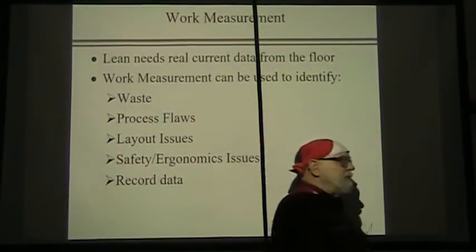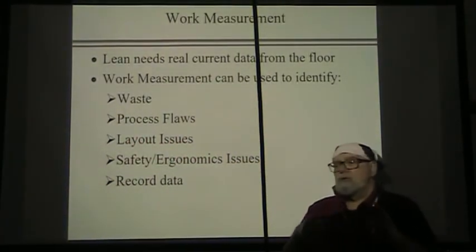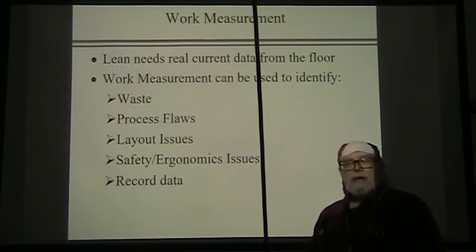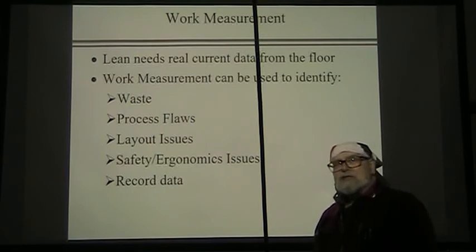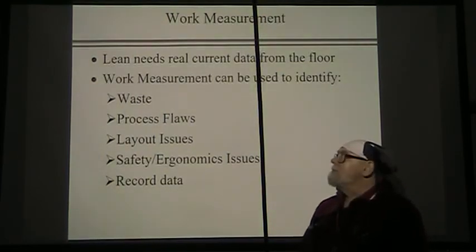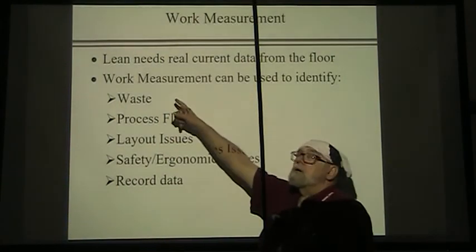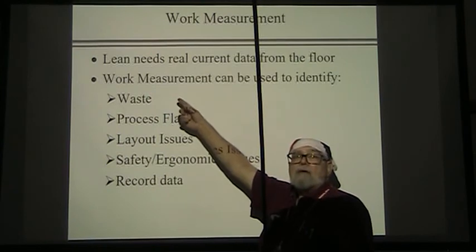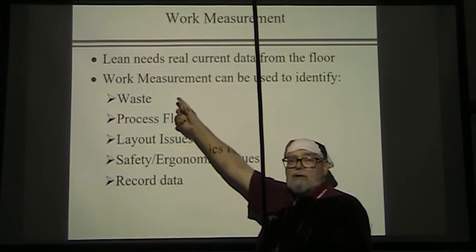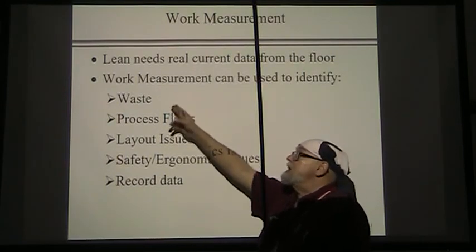Okay, I said before, when we do Lean, we need real information and we need fresh information, right? If they just put a bunch of old dusty historic records on your desk and say, there you go, that's information you can get your teeth into. No. We need the current data. So, we need to do the kind of old-fashioned work measurement that is so often spit on these days. Because we can see the waste.